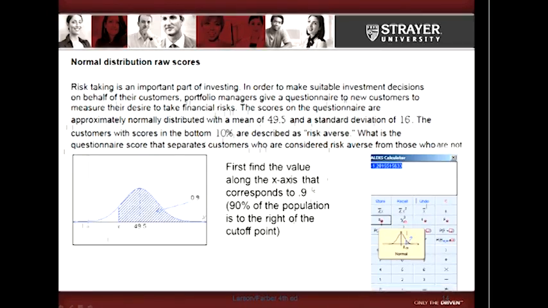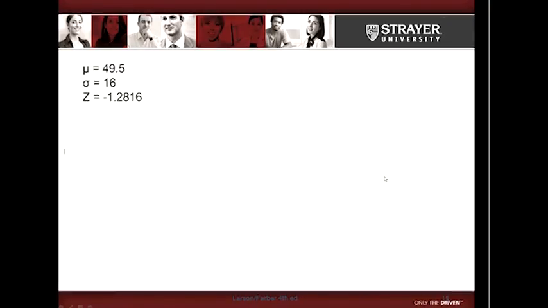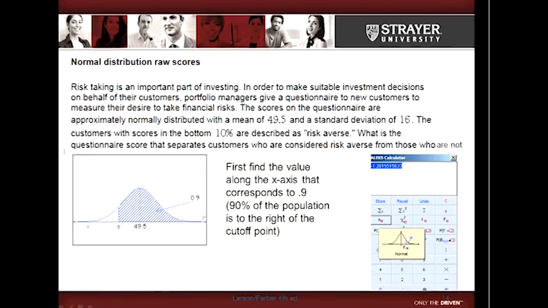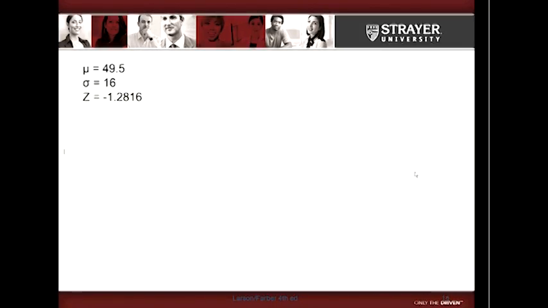So when I plug in 0.9 into the calculator, then I get negative 1.28155156633. So taking that number and the fact that our mean was 49.5, standard deviation was 16, the bottom 10% translates into this z-score.